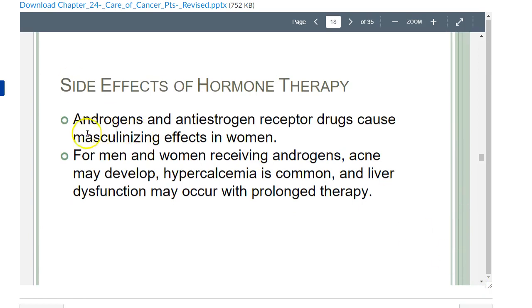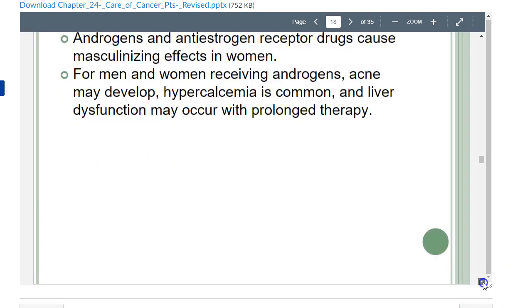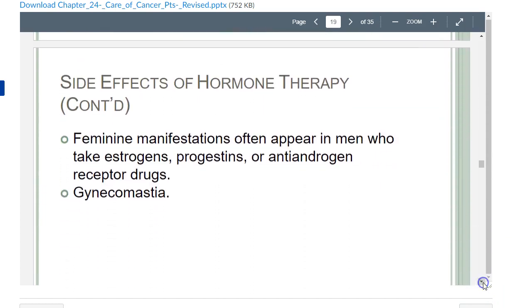And what we see is androgens and anti-estrogen receptor drugs cause masculinizing effects in women, and for men and women receiving androgens, acne may develop, hypercalcemia is common, and liver dysfunction may occur with prolonged therapy. And so now you have women manifesting appearances that men should manifest.